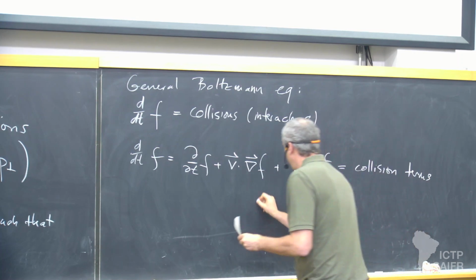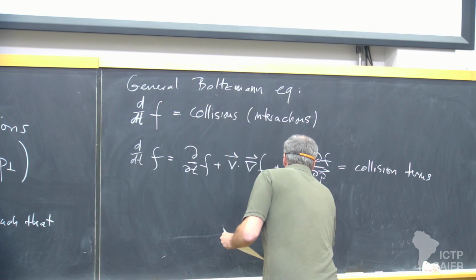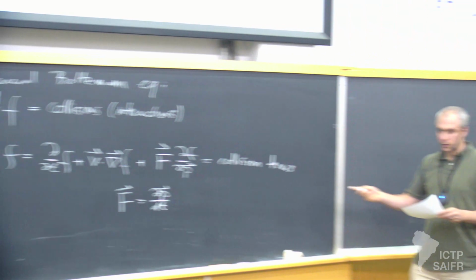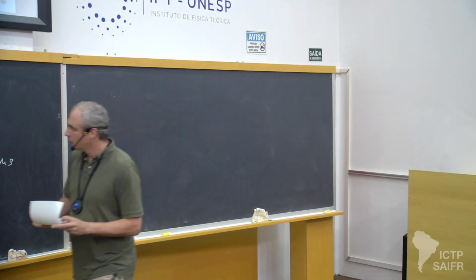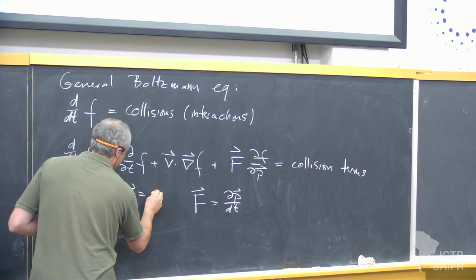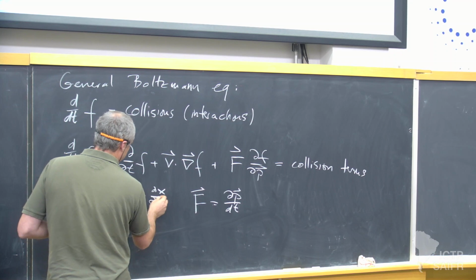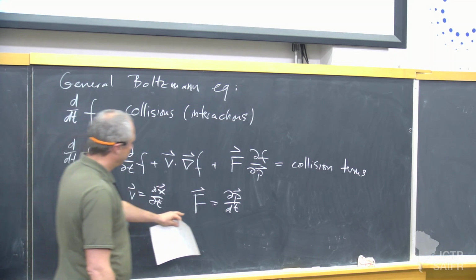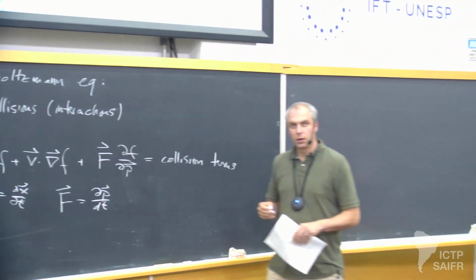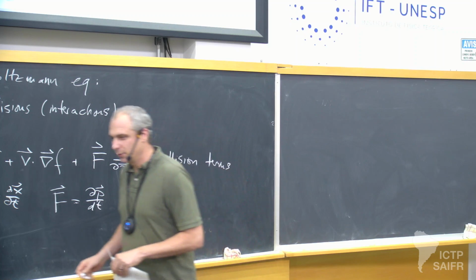So here you use the fact that the force is the change of the momentum with respect to time, right? So this v is just dx over dt of a certain particle, and the force would be the dp/dt, right? All right, everybody has seen this equation before? Okay, really good.